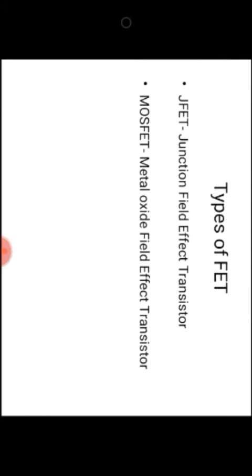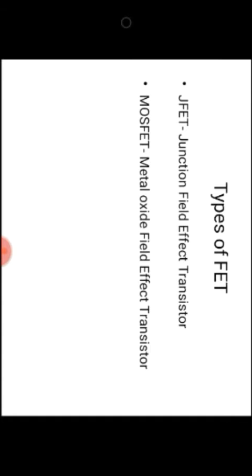Because the output current of the FET is controlled by the input voltage, the voltage applied at the input. So the electric field which we apply at the input controls the output current, right? That's why it is called a field effect transistor. As the discussion goes on, after some working and principle, your idea will be clear.